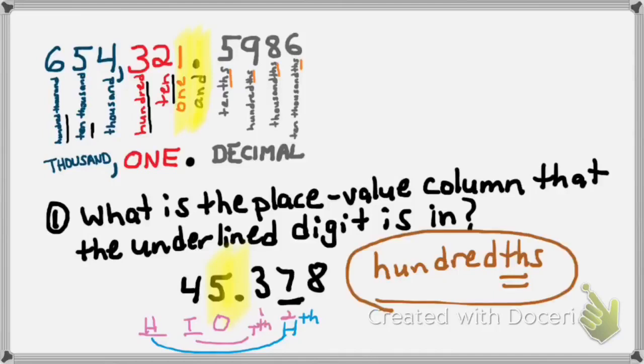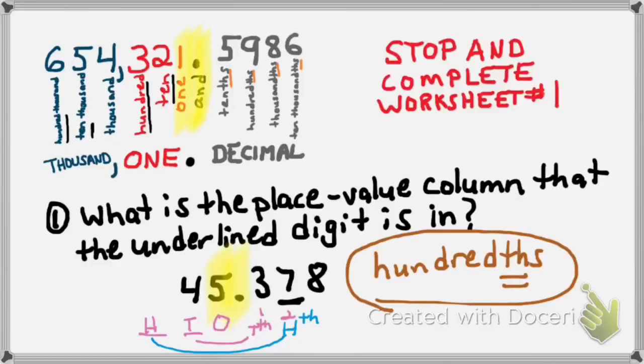It's less than 1. So I answered my question. What's the place value column that the underlined digit is in? Well, the 7 is underlined, and that's in the hundredths column. Please stop the video and complete worksheet number 1 right now.